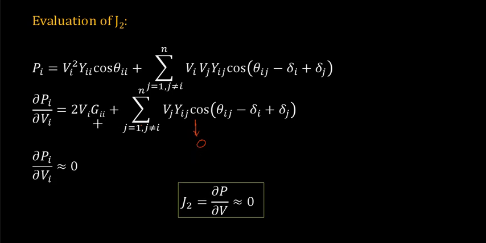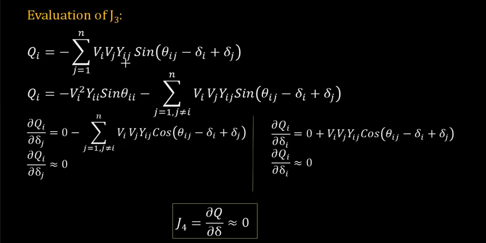And this Gii is very small, that also we had seen. The value of Gii is very small, so this also can be taken equal to 0. So this entire term will be equal to 0. In general we can say that the Jacobian J2, which is dou P by dou V, will be approximately equal to 0. So the second element of the Jacobian matrix, J2, will be equal to 0.